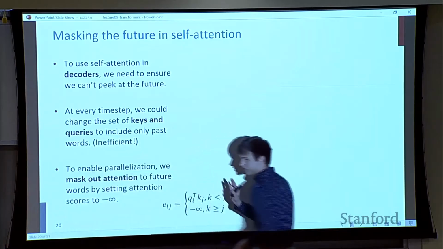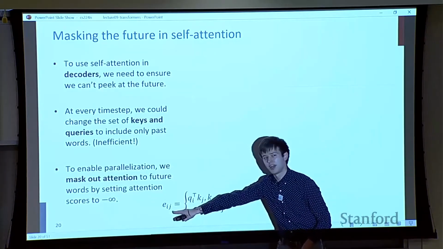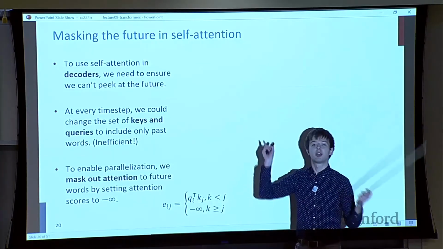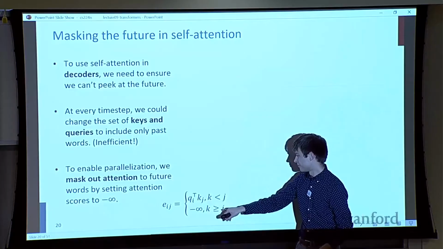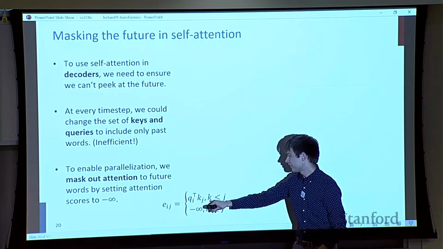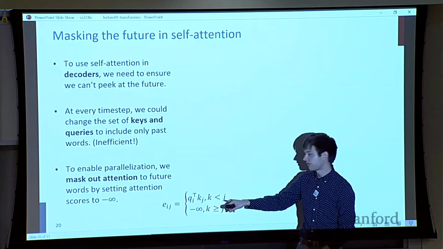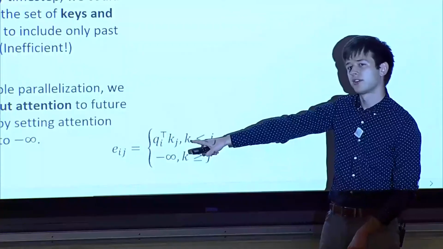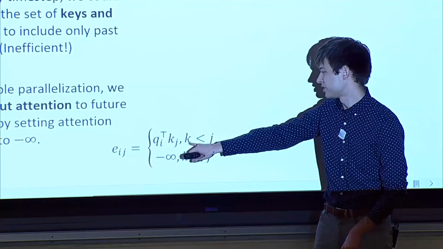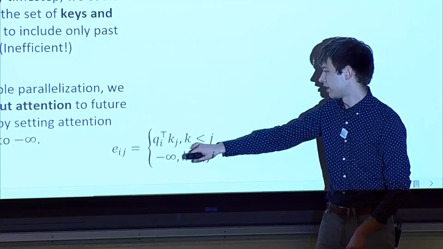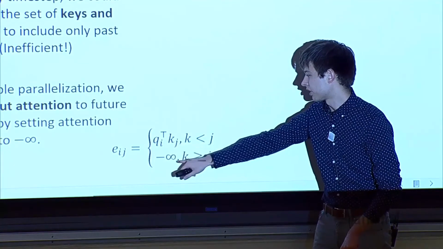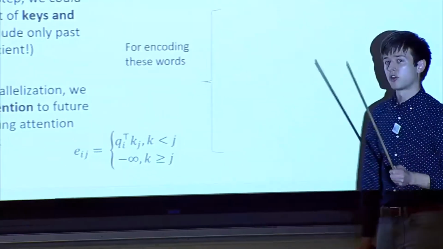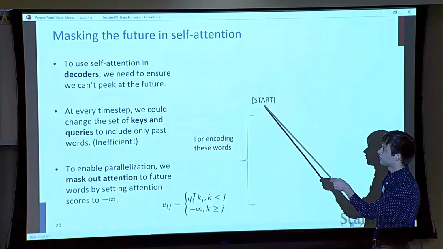So in math, don't worry, we'll get to the diagram. But in math, we had these attention scores, and they were equal to just this dot product before for all pairs. But now, only if the key index j is strictly less than the query index i should we let the network look at the word, and it should be negative infinity otherwise, so we don't let you look at the output. So let's go to the picture. For encoding the words that we'll see here, so maybe you have a start token.